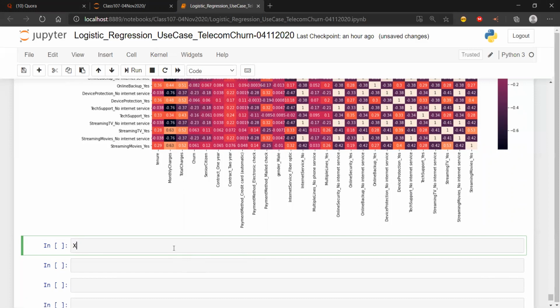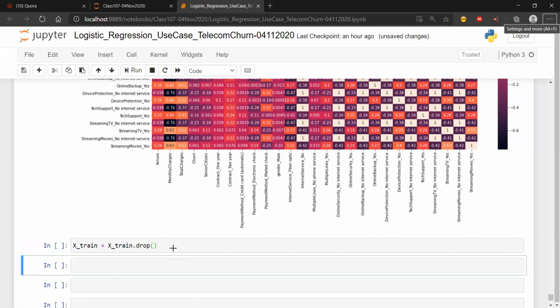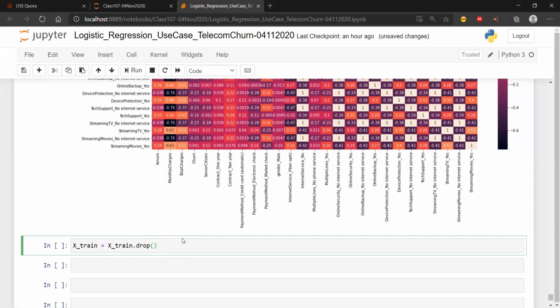I think I can do this better if I do something like this, because if I have a list of columns, then it becomes easy for me to drop. So I have to say xtrain is equal to xtrain dot drop, and here I have to pass the list of the columns. That's the syntax. So here I am going to pass how many columns I have.